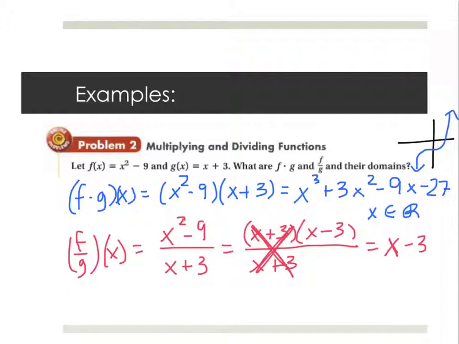We have to make one little stipulation on this one little rule. x cannot equal, at any point in this quotient, negative 3. Because right over here, if I put that negative 3 in there, I get a 0 in the denominator. So the domain, this time, for x is all x such that x is not equal to negative 3.